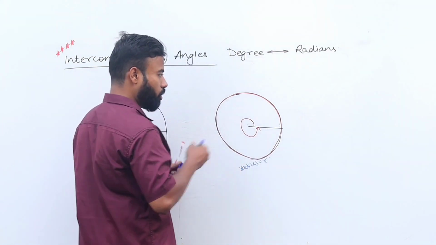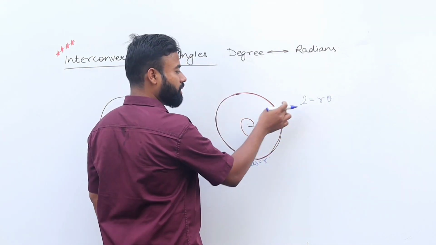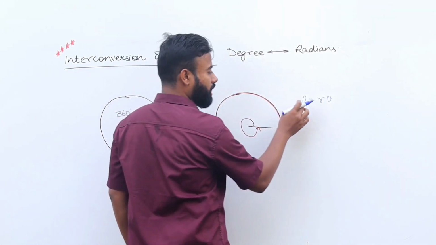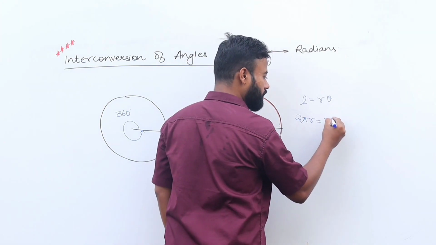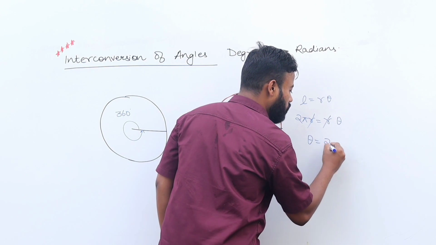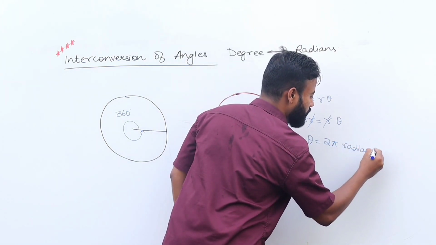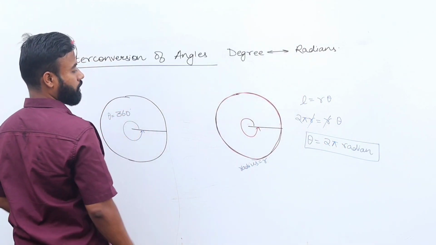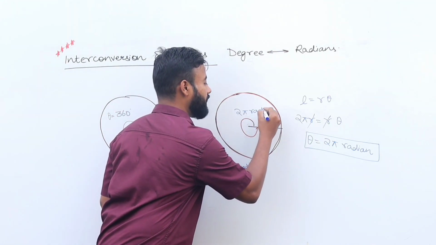From the relation L equals r theta, this is the arc length. At this time, it is also behaving as the complete circumference of the circle. Therefore, L will become 2 pi r. r is r only, theta. We can cancel r. Now theta is equal to 2 pi, and the unit would be radian. Now we have got a relation. This is 2 pi radian.